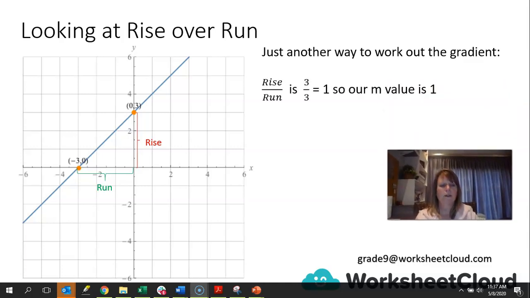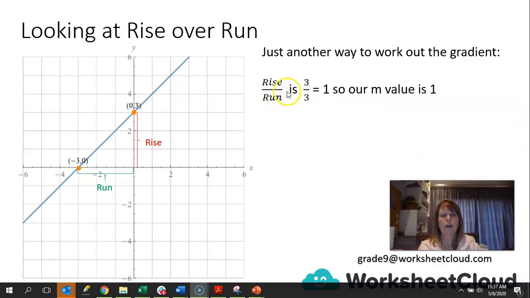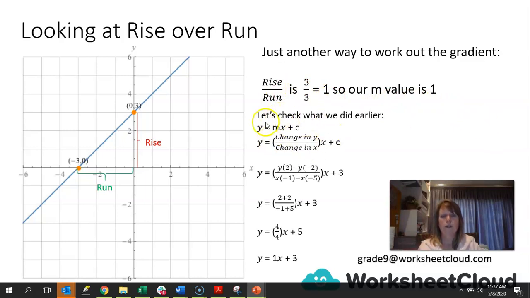Okay, let me move myself out the way. Rise over run is 3 over 3, which is equal to 1. So our m value is 1. And when we did our change, let's check that. We did all that working out and we still got to 1.